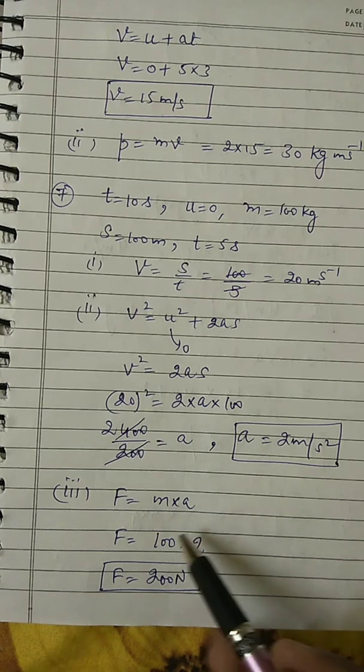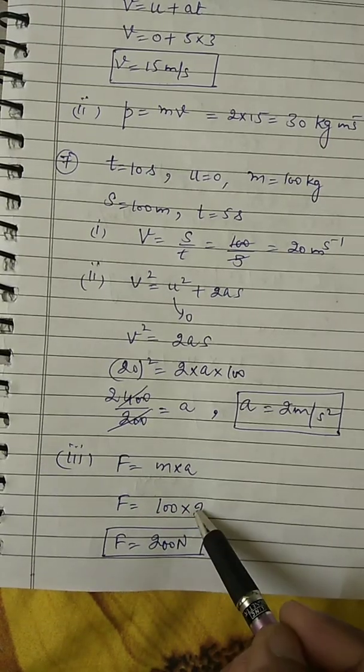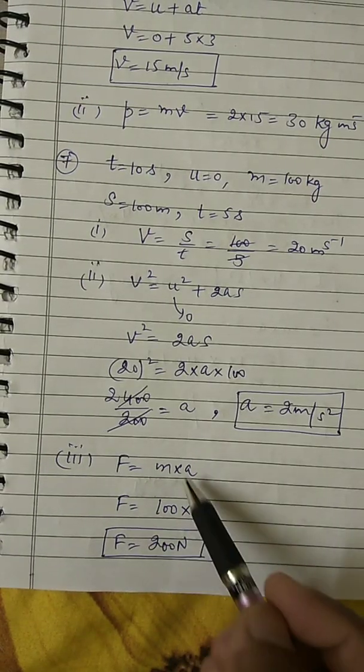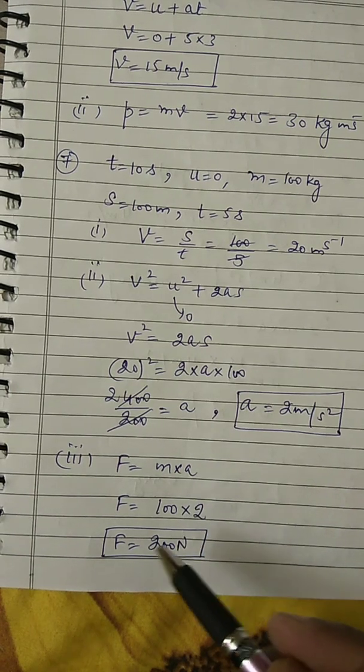Third is force is equal to mass into acceleration. Substitute the values. F is equal to m into a, 100 into 2, 200 Newton.